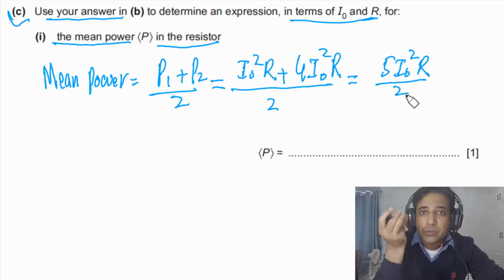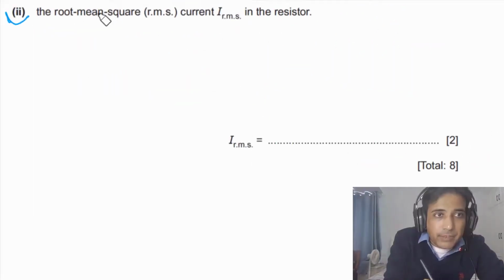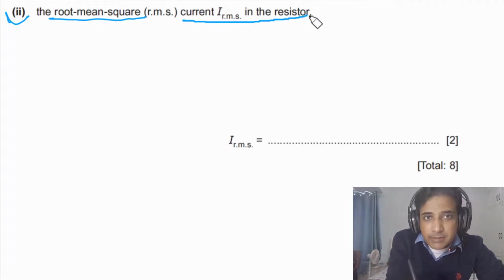Simply how to calculate mean. So this is our final answer. If you have got this answer, you will get 1 mark. Second part says, calculate the root mean square current I RMS in the resistor.